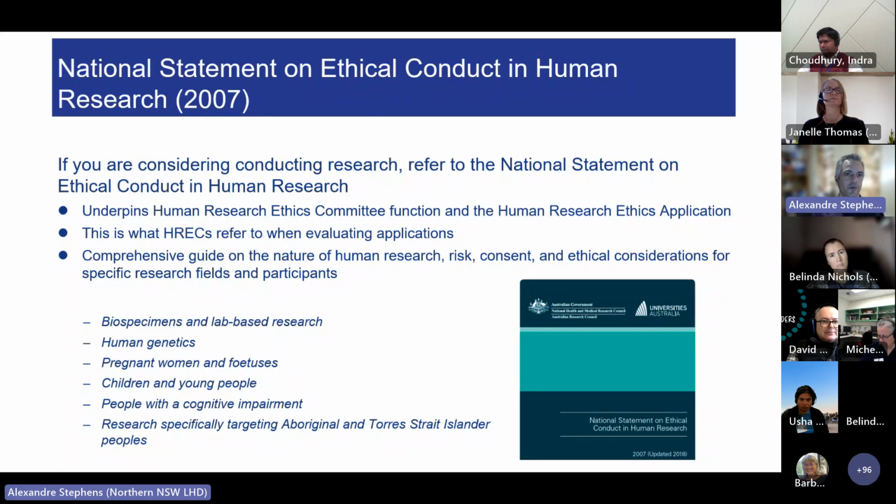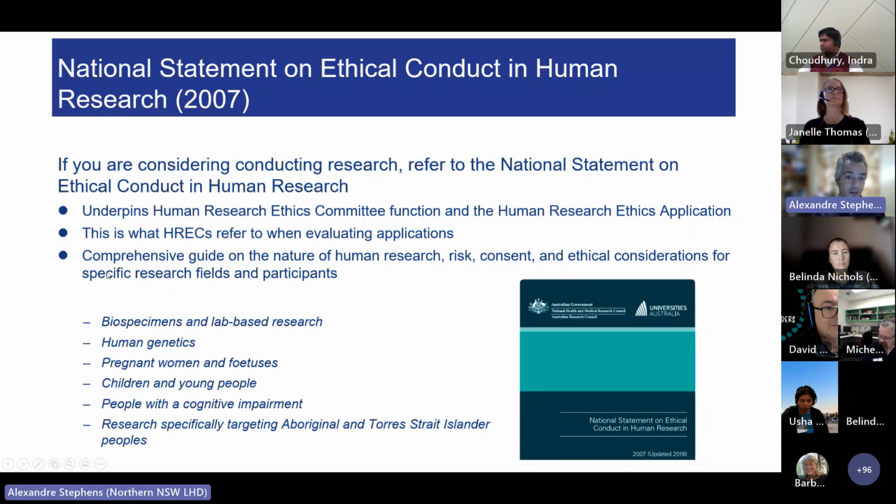I'll talk very briefly now about the National Statement on Ethical Conduct in Human Research. So I referred to this earlier. I say this is my favourite document for guidance around human research in Australia. If you are considering undertaking research, it is highly advisable to consult this document. It underpins Human Research Ethics Committee, so HREC, function, and also the Human Research Ethics application, which we'll speak a little bit more about later on in the seminar today. This is what HRECs refer to when evaluating applications. So trust me, I've been on a HREC for probably about 5 or 6 years now, and it's crucial. We are always looking at the national statement to guide us when evaluating applications.